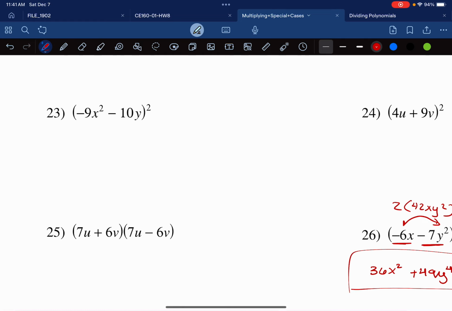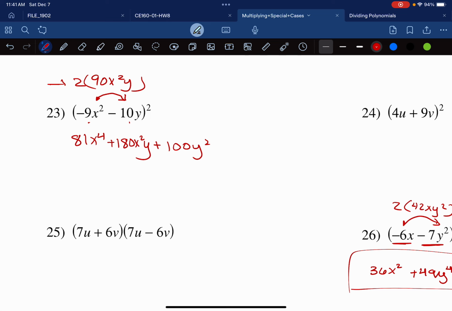Let's do 23. So this one's going to be 81x to the fourth. When we square negative 9x squared, it's going to be positive 100y squared. When we multiply these together, we're going to get 90x squared y. Multiply that by 2, we get 180x squared y. Square the first, square the second, twice the product.